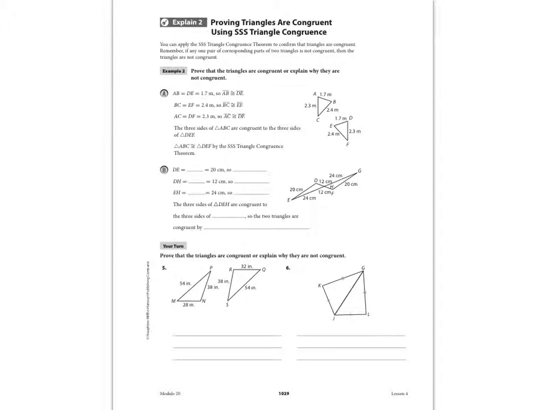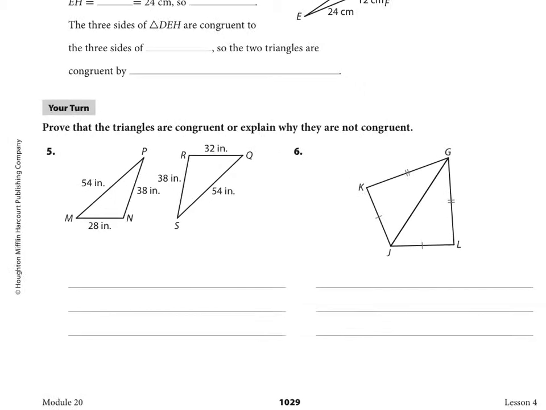On the bottom of page 1029, let's look at the Your Turn. We want to be able to show or prove or explain whether these triangles are congruent. The direction does say to prove the triangles are congruent or to explain why they are not congruent. I'm not really looking for you to write a proof in the way that we write our statements and our reasons, but this will be good practice if you include all the details that you need.